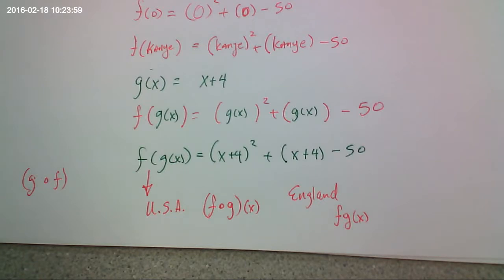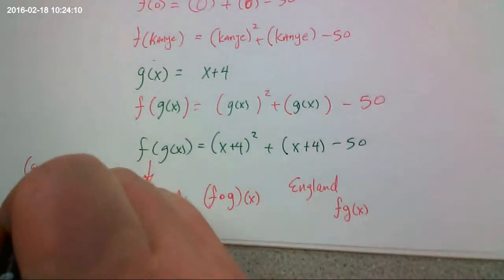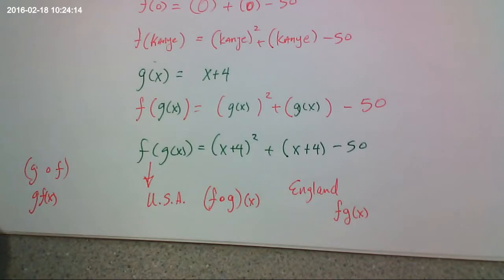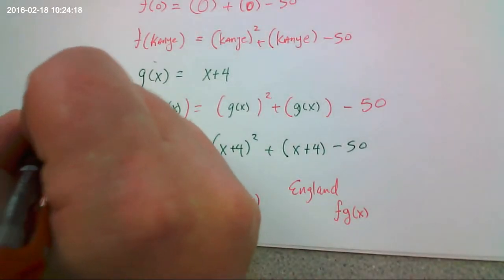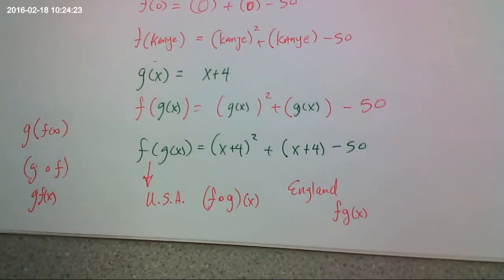Like here? Then the f would be next to the x, right? If it was written in England, it would be written this way. And it means this: you take the function f, and that's what you plug into the function g.